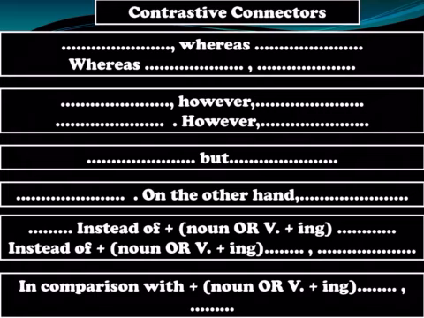In comparison with. In comparison with should be followed by a noun or a verb plus ing, which is a gerund, and then we have a comma, and then I have a full sentence. In comparison with, this can be also used at the beginning or in the middle.